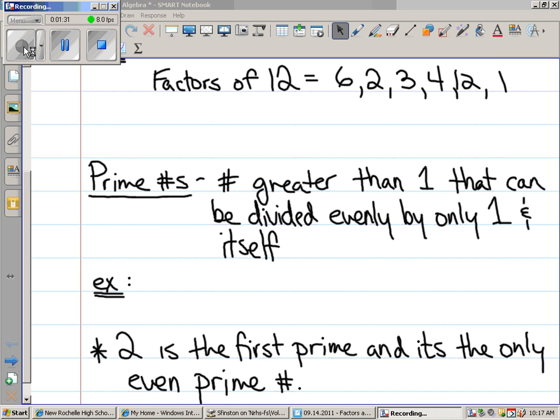Now, since we're talking about factors, let's talk about the kinds of numbers that we could choose from. There are special ones called primes. Prime numbers are numbers greater than 1. 1 is not included, so it's got to be greater than 1, that can be divided evenly only by 1 and itself. Prime numbers are ridiculously important in math.